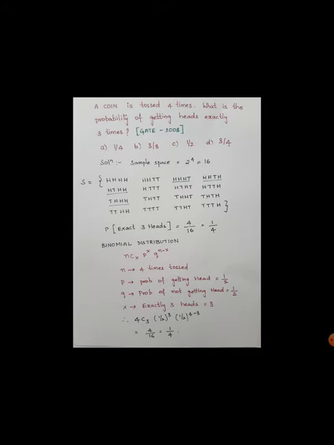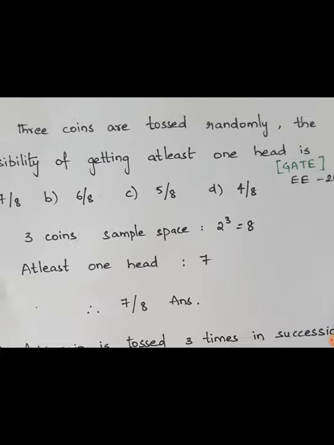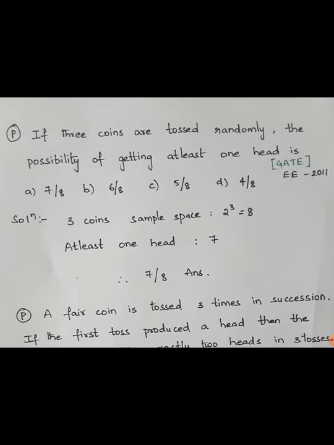Next, if 3 coins are tossed randomly, what is the possibility of getting at least one head? So with 3 coins, the sample space is 2 power 3, which is equal to 8. And we need at least one head.